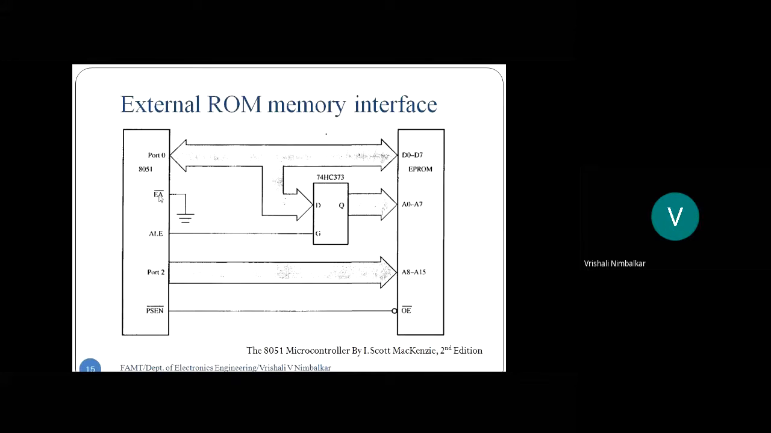Next, we have connected 64 KB external memory, ROM memory. Hence, EA bar pin is grounded, enabled. How do you recognize the entire 64 KB is connected? I need 16 address lines to connect 64,000 bytes. So A0 to A15 are the 16 lines. So address bus, data bus, and the read signal will come from PSEN bar. That's how you interface a ROM memory.